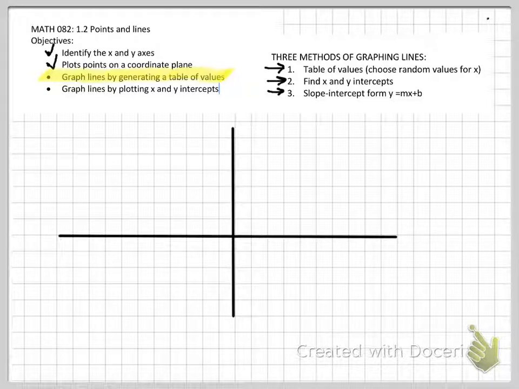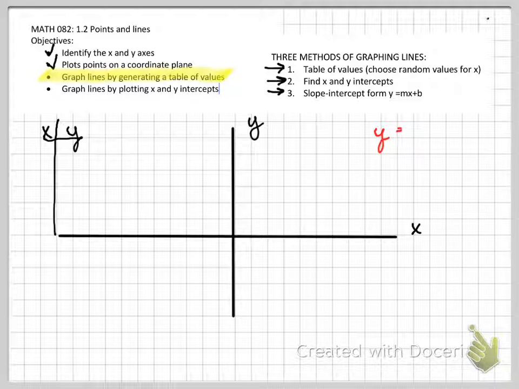So let's get started. Making a table of values is exactly what it sounds like. We're going to have an x and we're going to have a y, and that's going to be our table right there. Just to remind you, this is the x-axis, this is the y-axis. Now I'm probably going to need an equation, so I'm going to steal the equation from the textbook, from example 4. Our equation here is y = 2x minus 3.